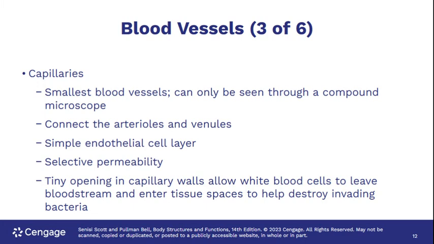So the capillaries, like I said before, are the smallest blood vessels. They connect the arterioles to the venules. They are a simple endothelial cell layer. They have selective permeability, which means they don't allow just anything to go back and forth. They allow nutrients and oxygen to pass through, and they take carbon dioxide and nitrogenous waste back into the blood for excretion. The tiny openings do allow for white blood cells to leave the bloodstream and enter the tissue.